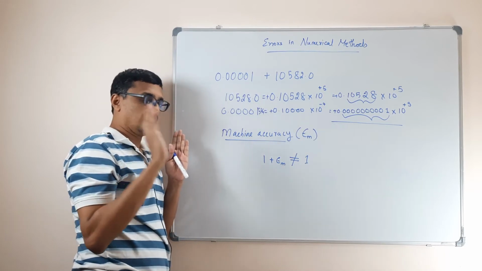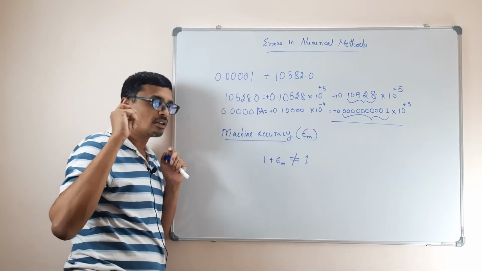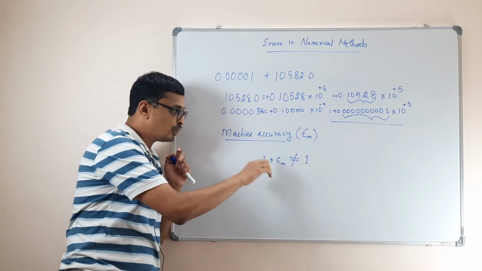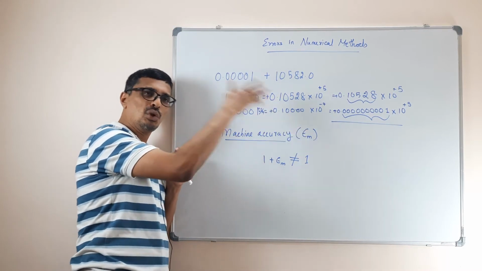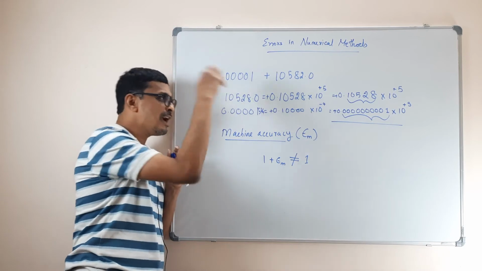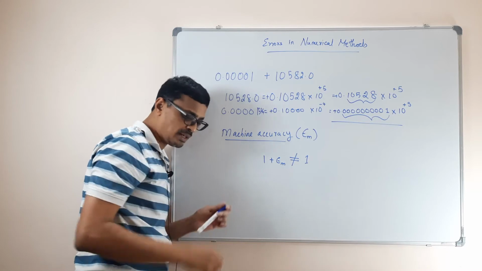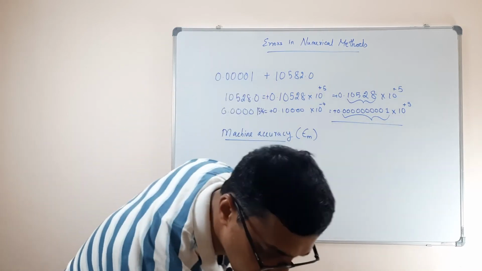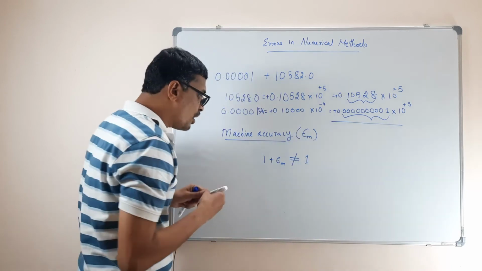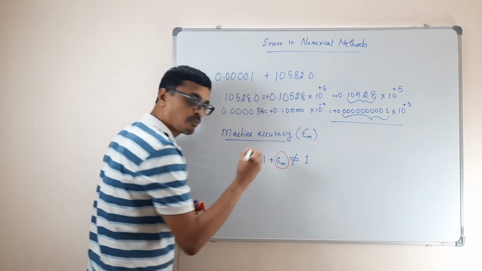But remember, it appears this epsilon m is a very small number. That is not always true. So every arithmetic operation, whatever the operation you are doing, you can blindly say is going to have an error at least of the order of epsilon m. Correct? Yes, sir.